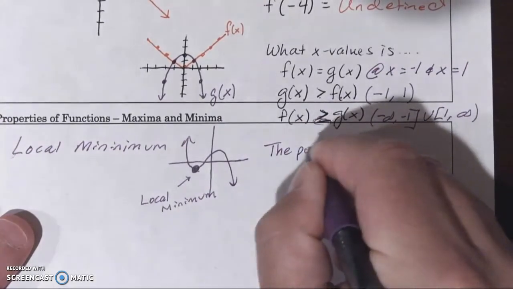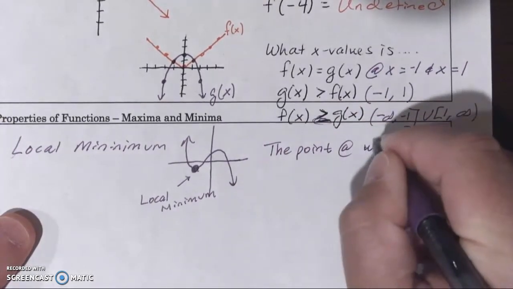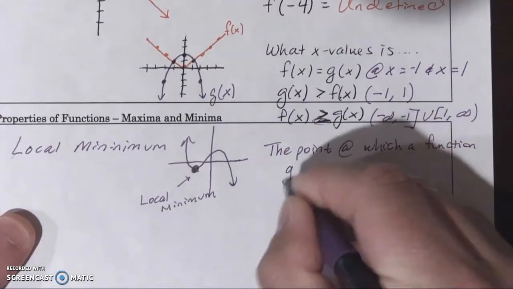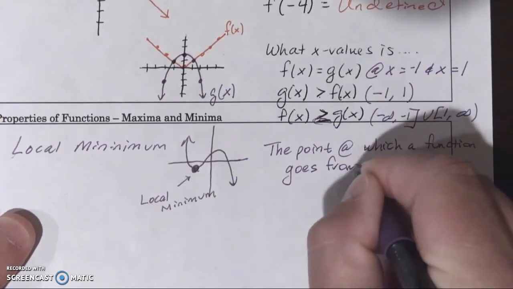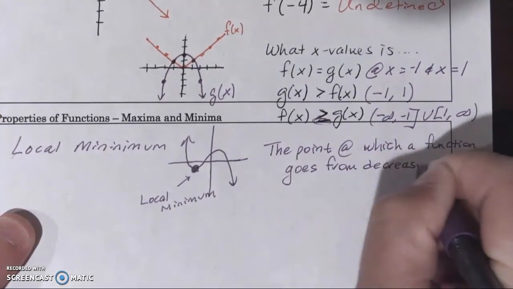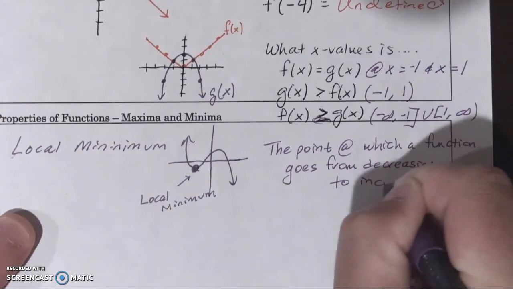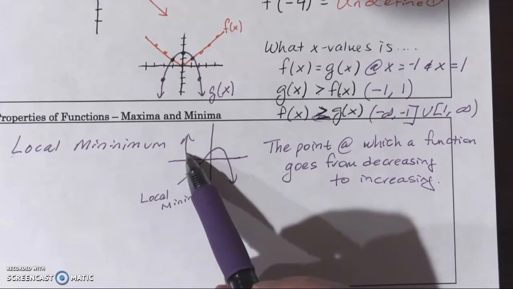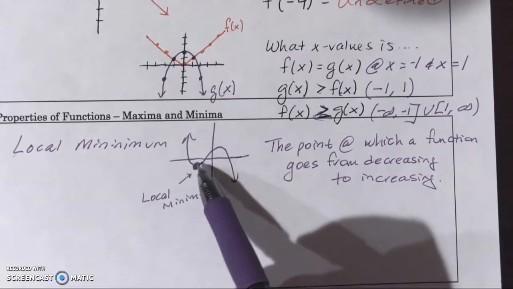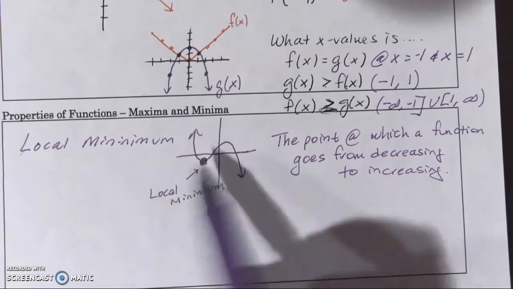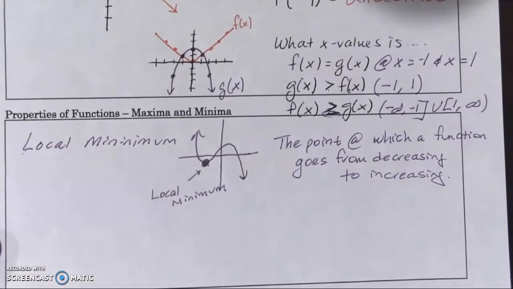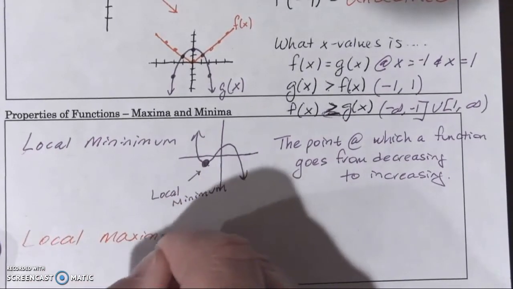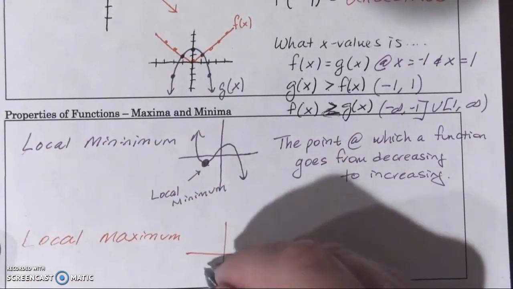The point at which a function goes from decreasing to increasing. Decreasing, decreasing, decreasing, decreasing, decreasing, stops, turns, goes to increasing. This is your local minimum. A local maximum would be the opposite of that. Graphical representation.